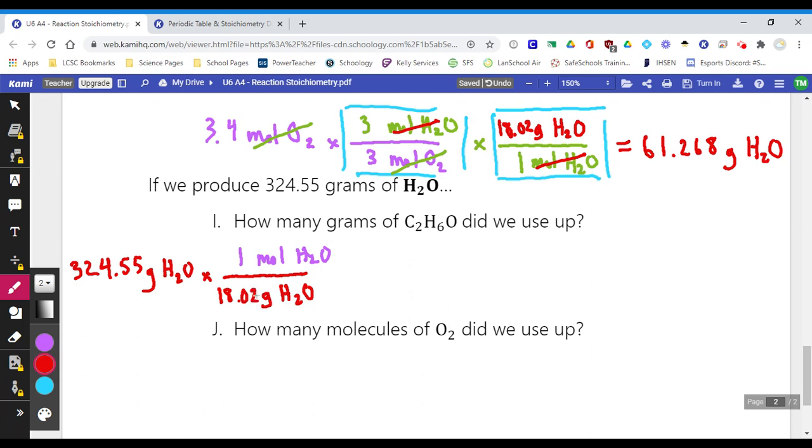18.02 grams of H2O. Okay, that should be my first fraction bar. This helps me get rid of grams of H2O. My second fraction bar should now help me get rid of the moles of H2O that I don't really want, but I just need to have on the path to get there. Okay, well, what's coming next?